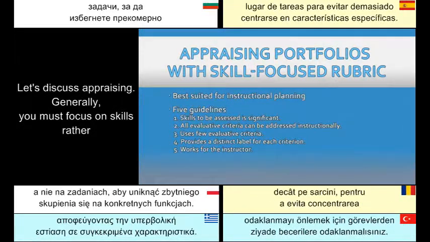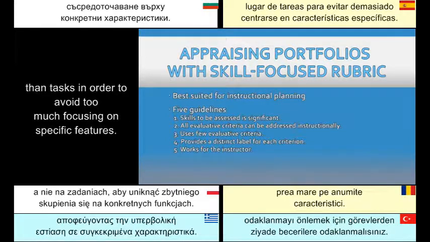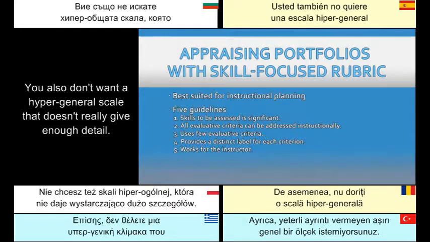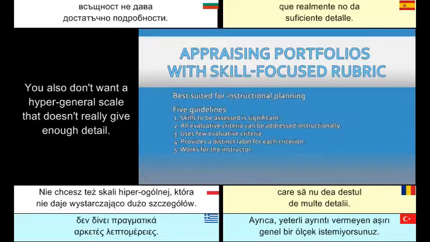Let's discuss appraising portfolios. Generally speaking, you want to use a skill-focused rubric. You don't want to use a task-focused rubric because that's really going to focus too much on specific features. You also don't want a hyper-general rubric that doesn't really give enough detail.